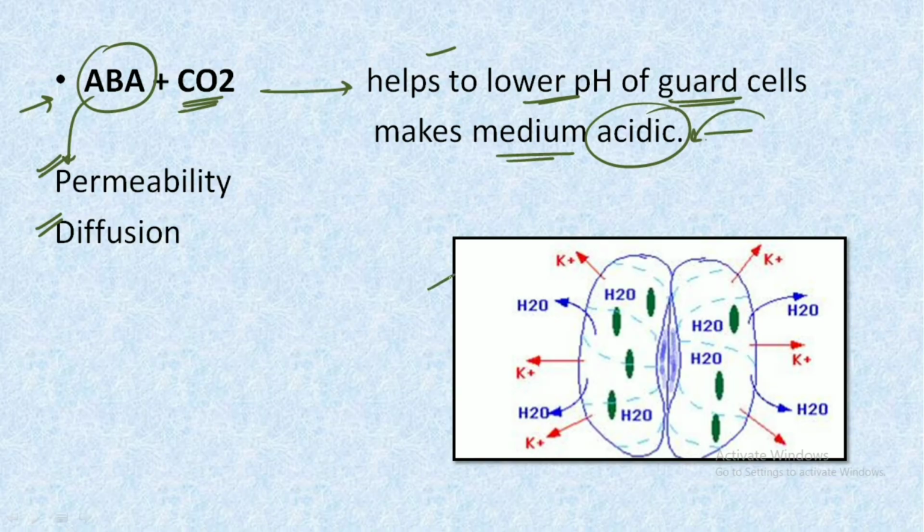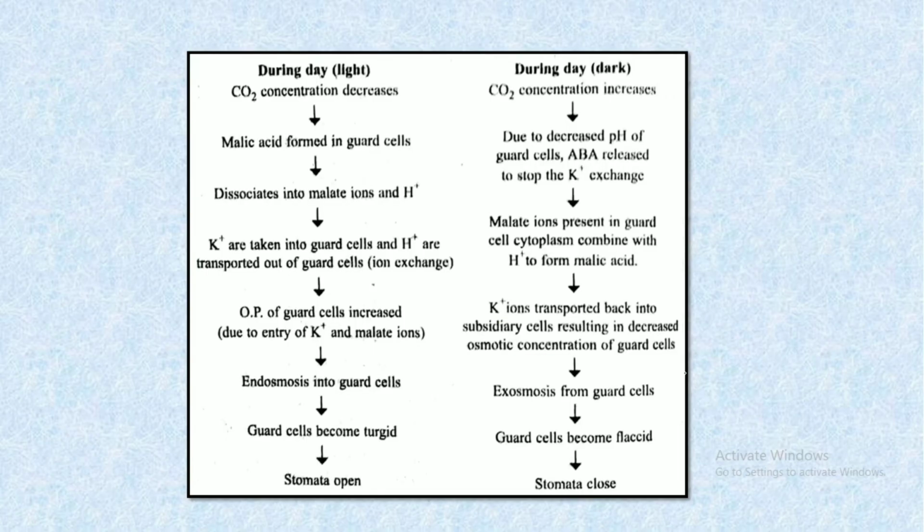So as you can see in the figure, we have the K+ ions leaving the guard cells, and the water exiting the guard cell. As a result of the exoosmosis of water and also the decrease in the turgor pressure of the guard cells, there occurs a closing of the stomatal pores as a complete result of the process that we have discussed. So this is all about the opening and the closing. Let's summarize all the points that we have discussed with the help of this flowchart.